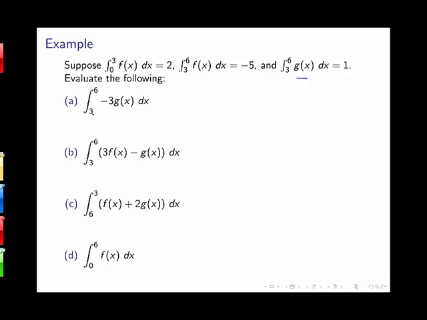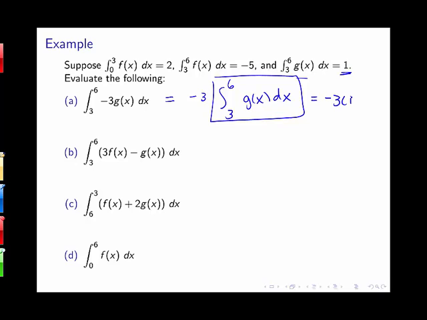The first thing I'm interested in computing is the integral from 3 to 6 of negative 3 times g of x. I know that I can pull a constant outside of my integral, so I can pull that negative 3 out, so that becomes negative 3 times the integral from 3 to 6 of g of x dx. And I know that this integral is equal to 1, so this becomes negative 3 times 1, for a value of negative 3. These definite integrals are just numbers, so I can substitute the value of that integral by the value that's given to us in the problem.